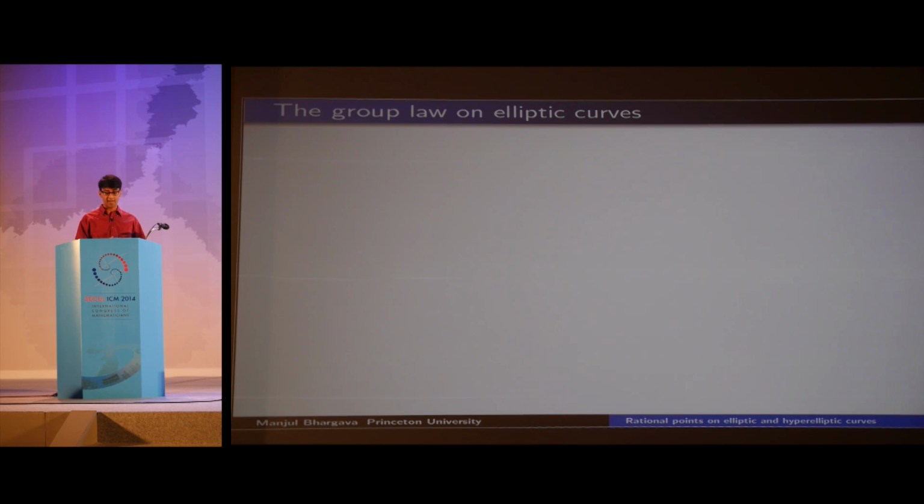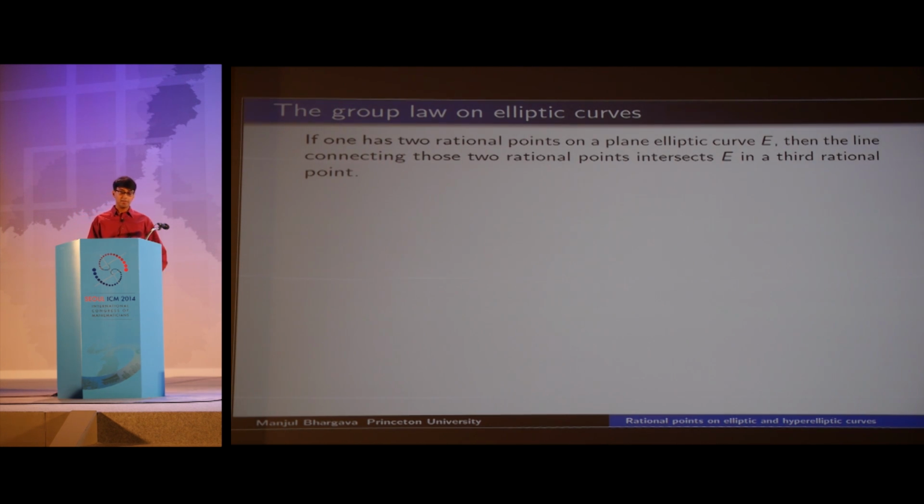Okay, so what is this group law on the rational points on an elliptic curve? If one has 2 rational points on a plane elliptic curve, in other words, 2 rational solutions to y squared equals x cubed plus ax plus b, then the line connecting those 2 rational points will always intersect your elliptic curve in a third rational point. The reason is that it's a cubic curve. So when you solve for the point of intersection, you're going to be solving a cubic that already has 2 rational roots, and therefore will have a third rational root. So the line connecting 2 rational points on a plane elliptic curve always intersects the elliptic curve in a third rational point. And that's a way of taking 2 rational points and producing a third.